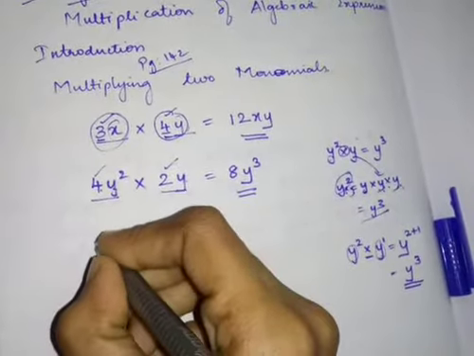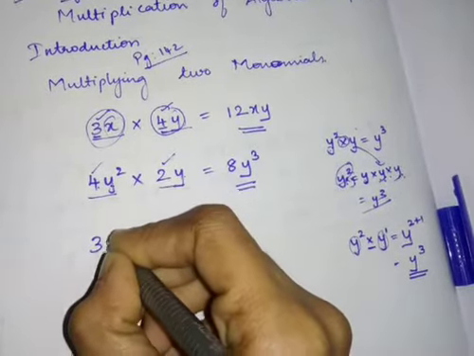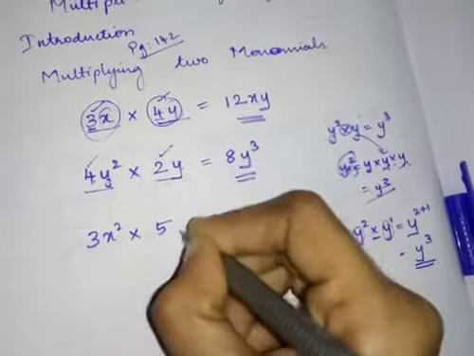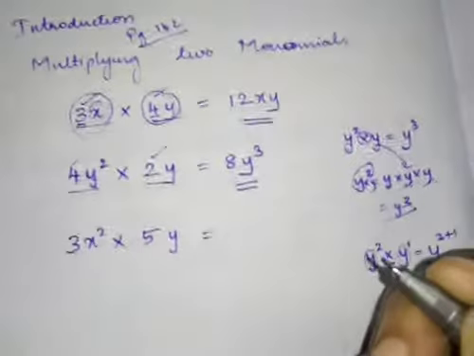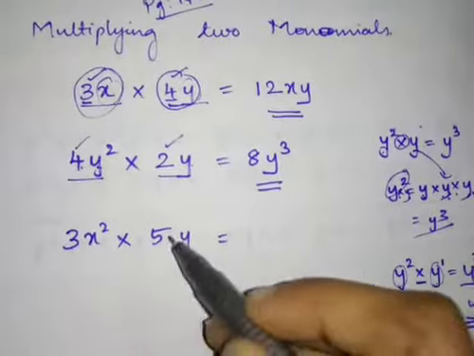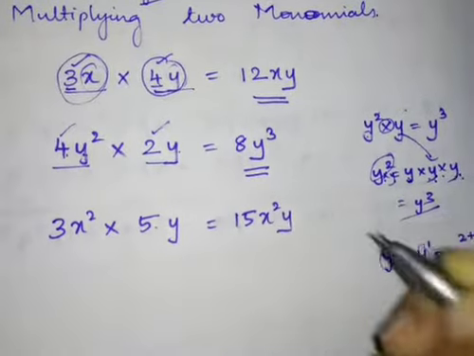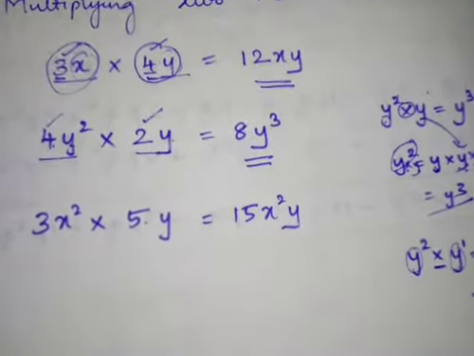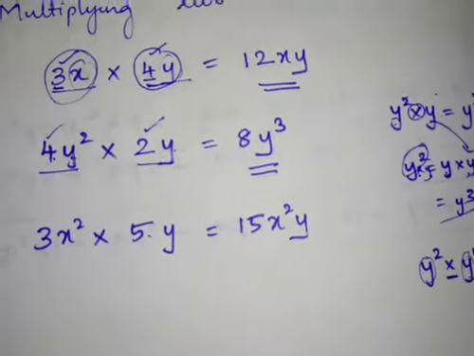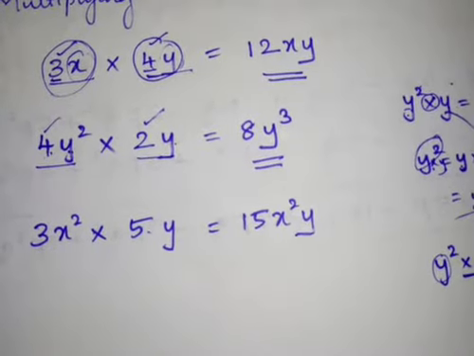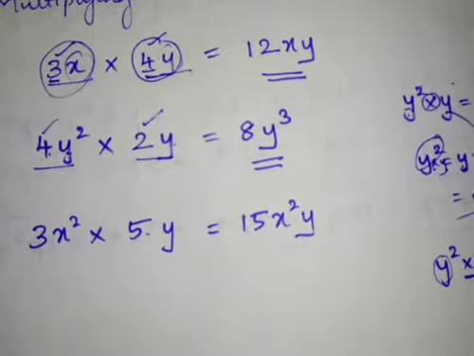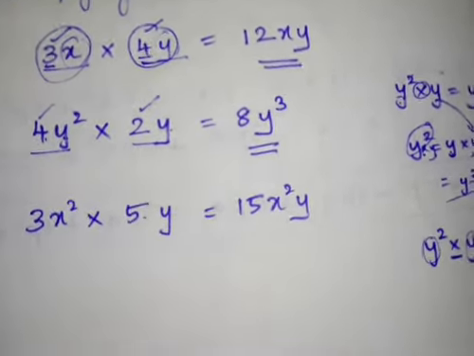Next, 3x square into 5y. Okay, 3x square into 5y. So 3 5s are 15. x square into y is x square y. That's all. Without the multiplication sign, you should write it x square y. So this is the multiplication of two monomials. So this is how you will multiply it. One more example I'll give you.